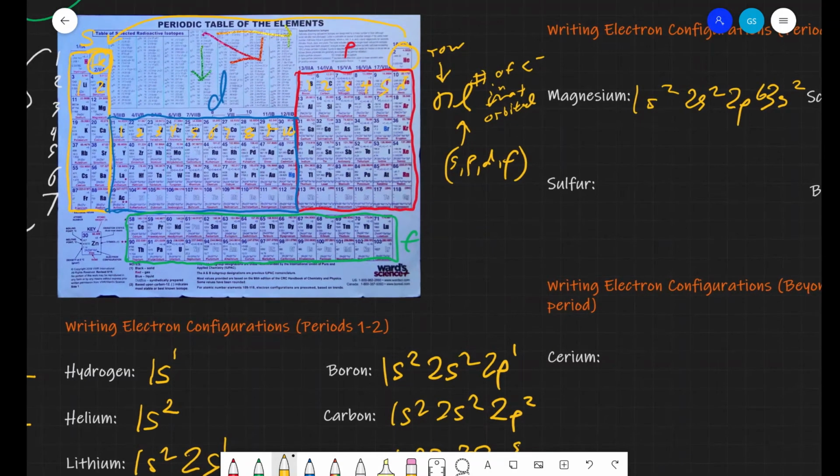Let's try sulfur. Sulfur is right here. Pause the video and see if you can figure this out.